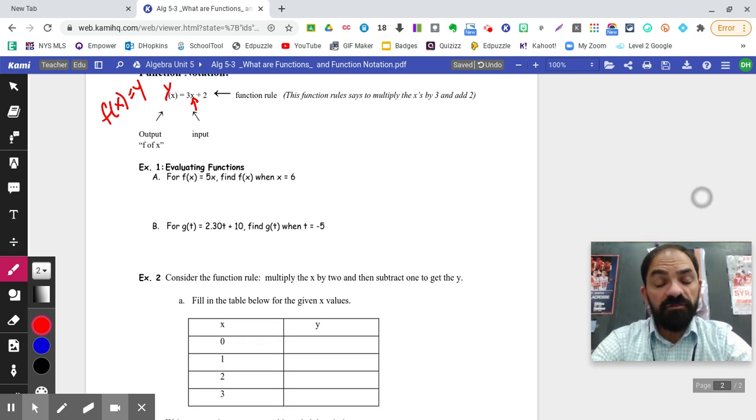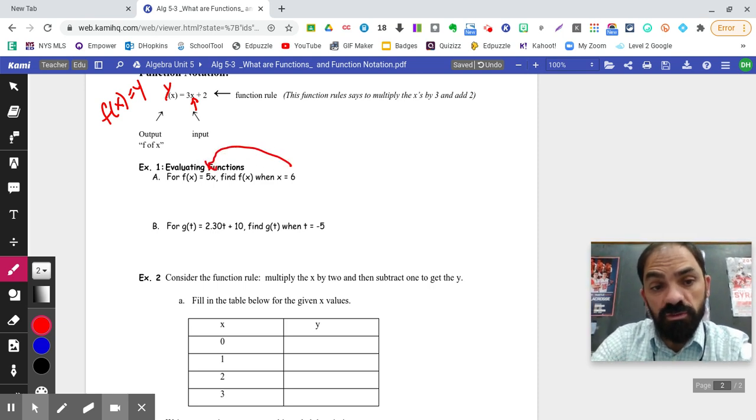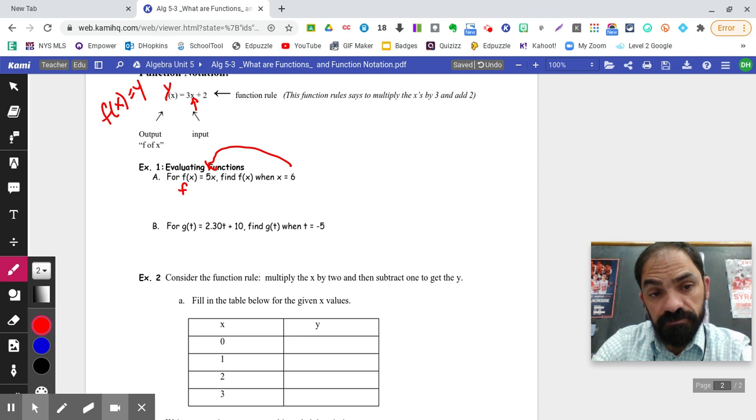It says evaluating functions. For f of x equals 5x, find f of x when x equals 6. So all I'm doing is substituting in 6 wherever I see an x. So f of 6 equals 5 times 6, which is 30.